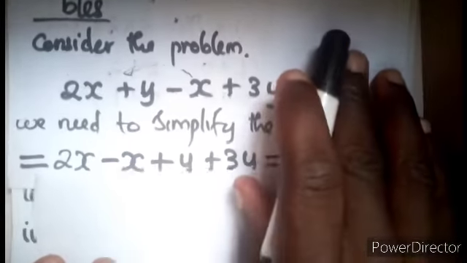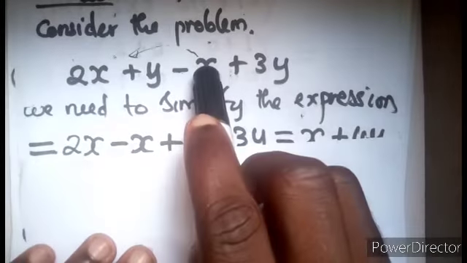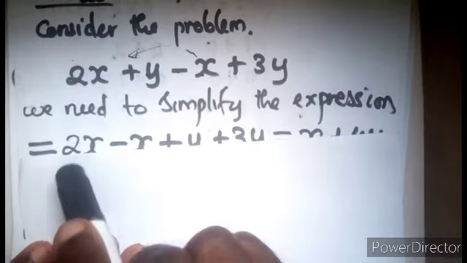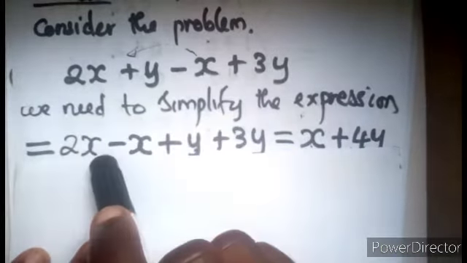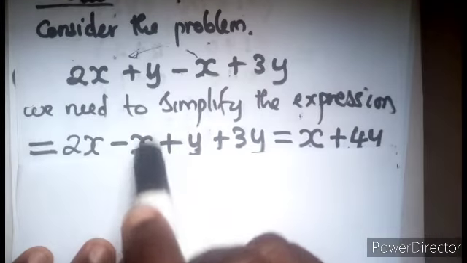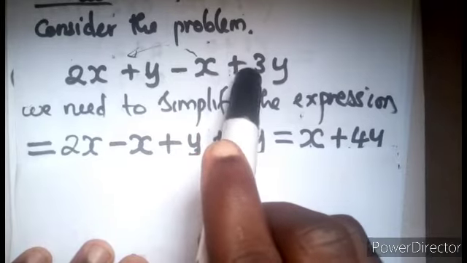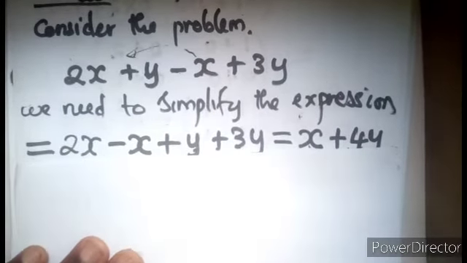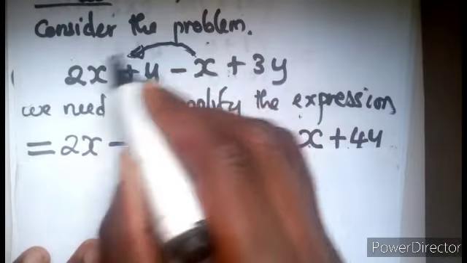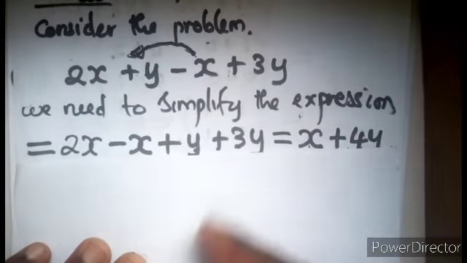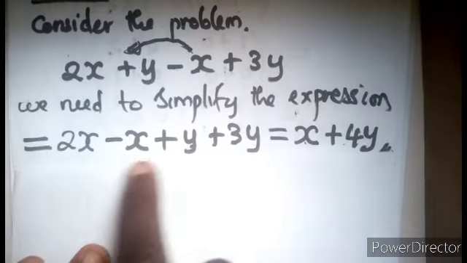So what we do is collect like terms. We take negative x and bring it closer to 2x. The x goes with its sign, so we have 2x minus x. And of course, plus y remains where it is, and then 3y gets closer to y, because we are taking x closer to x. Removing x from this location, we are left with plus y plus 3y. That's exactly what we have here.